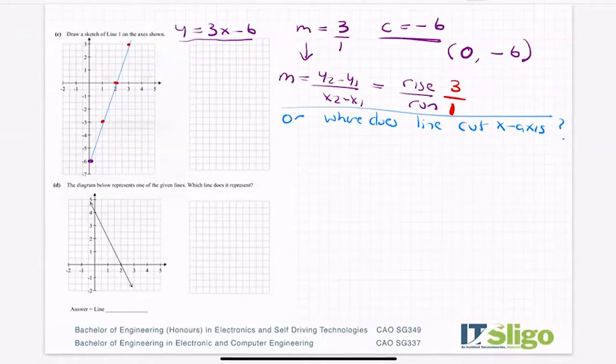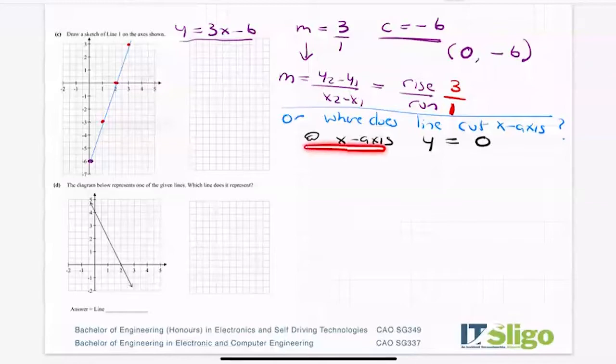Okay, so how do you find where a line cuts the x-axis? Well, at the x-axis, your y-coordinate is 0. So you put down that line. Why is your y-coordinate always 0 at the x-axis? Well, if you consider the coordinates at this point here, it's 1, 0. This point, 2, 0, 3, 0, 4, 0, 5, 0. So always along the x-axis, that y-coordinate is 0.